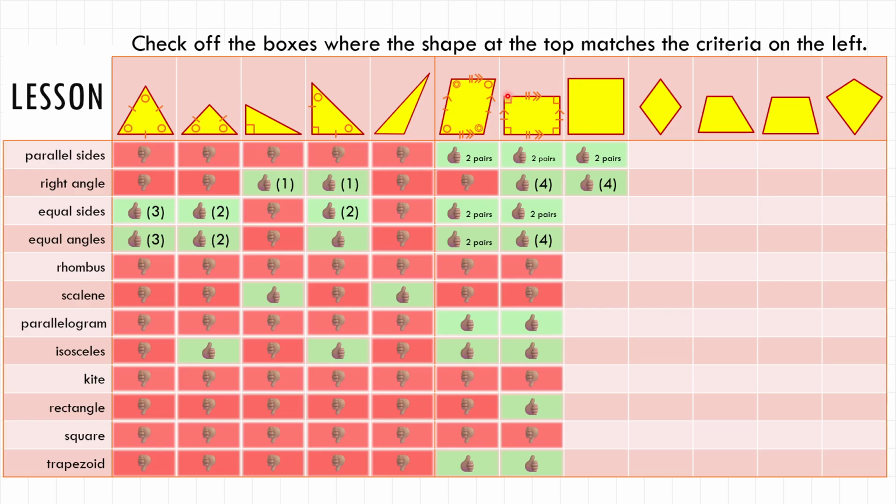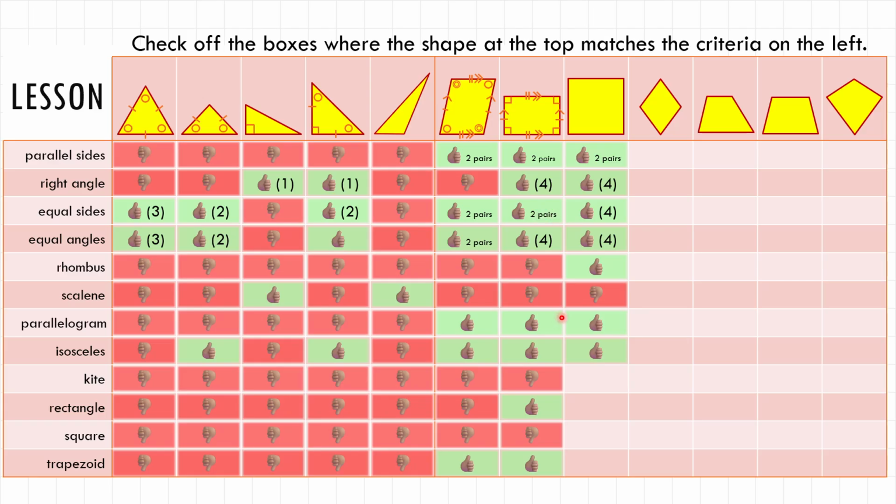Next up, we have this shape right here, which does have two pairs of parallel sides, this and this, and this and this. It does have four right angles. It has two pairs of equal sides, and of course, all four angles, because they're all right, they're all equal. All of them are 90 degrees. It's not a rhombus because it doesn't have all four equal side lengths. It only has two pairs.